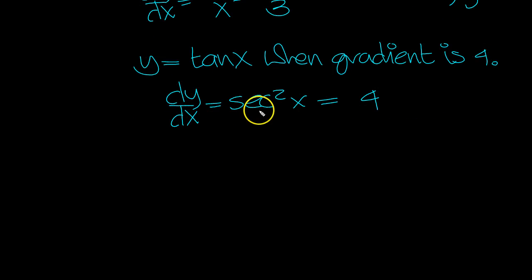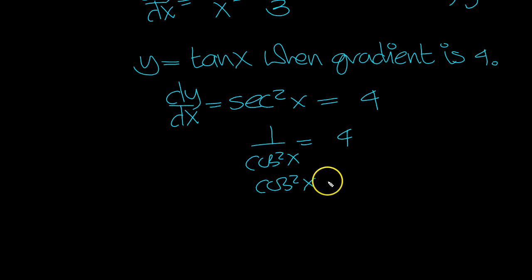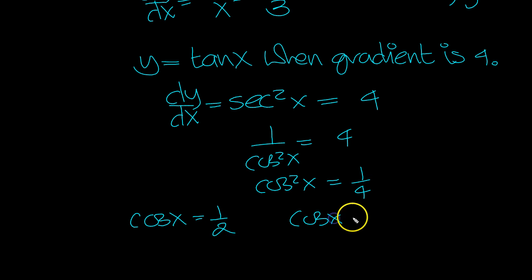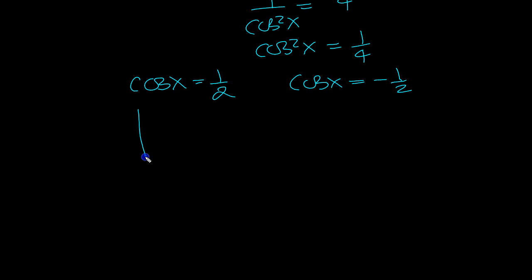A bit of trig here. This is 1 over cos squared equals 4. Move the cos squared up and move the 4 down, 1/4. So that will give two solutions. Square root is plus or minus a half. So cos x equals plus or minus a half. So we got two solutions here.